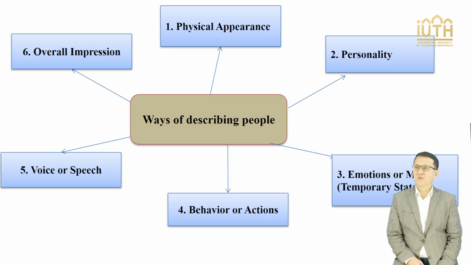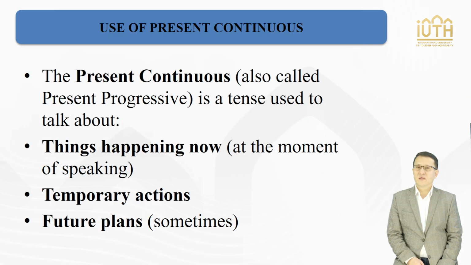Sixth, overall impression. So you can sum up your description with a general adjective or phrase. Example: she is the type of person who brightens the room. He is a natural leader. She gives off a quiet, mysterious vibe. Let's turn to the next slide.